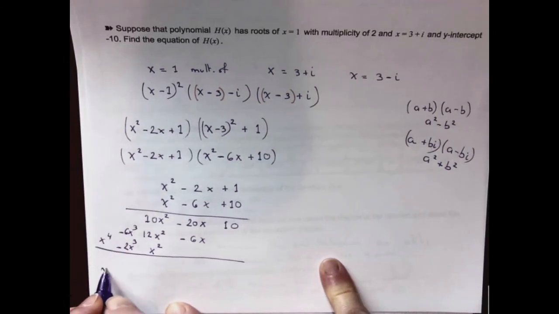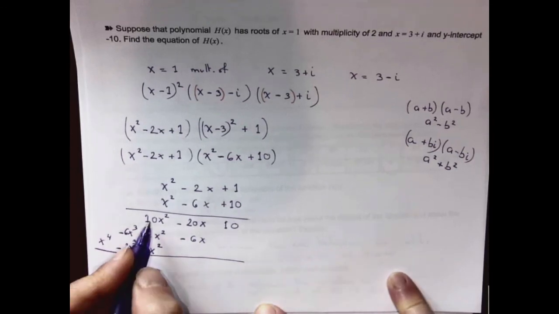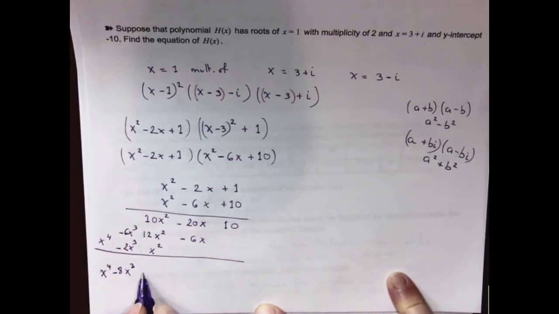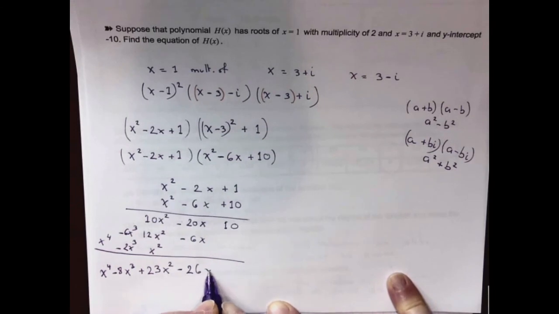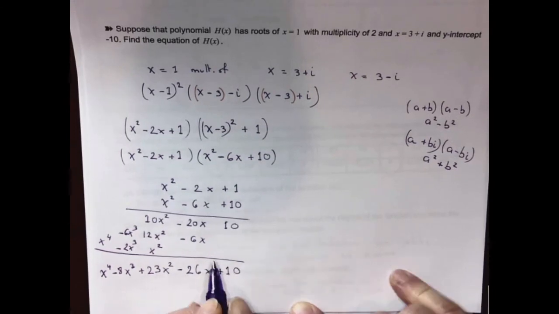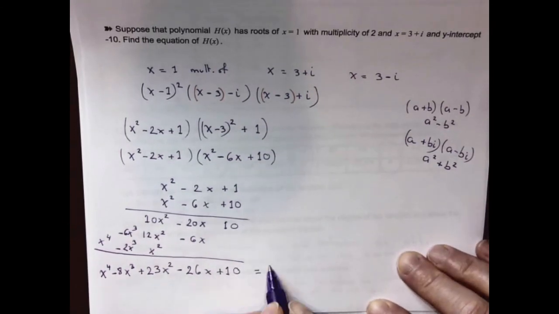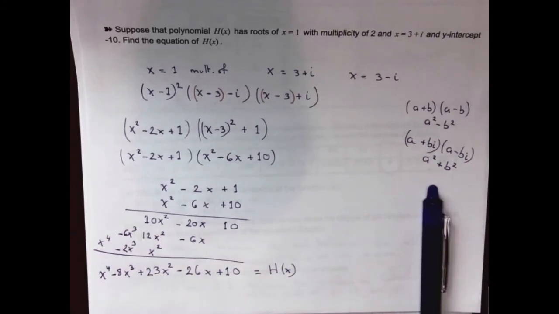So an x to the 4th. Negative 4x cubed. 10, 12 is 22, plus 1 is 23, so plus 23x squared. Then plus 26x plus 10. And that, ladies and gentlemen, is my h of x function. And we are done! Yay! Go study for this test now.